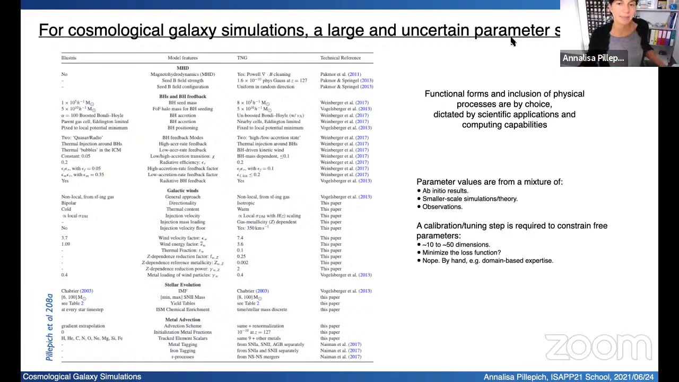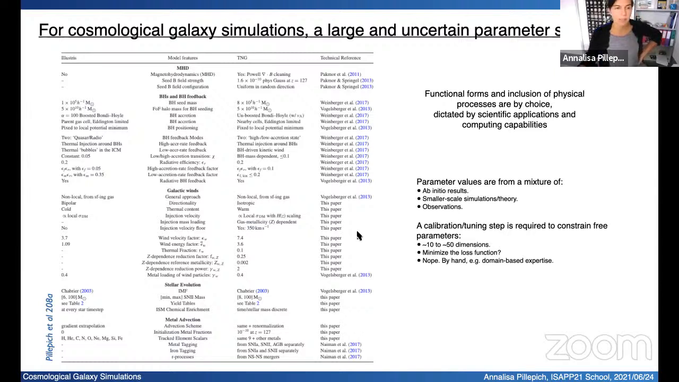The table here lists the parameter values of two very successful and very recent cosmological galaxy simulations, Illustris and Illustris TNG. These parameter values are chosen from a mix of ab initio results or smaller scale simulations in theory, and observations, and we typically use them in the so-called development phase.